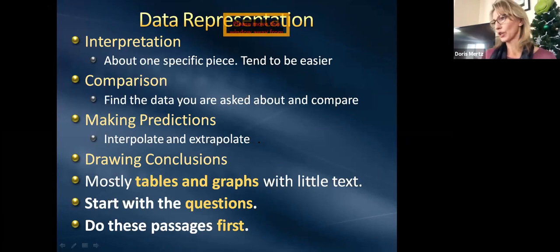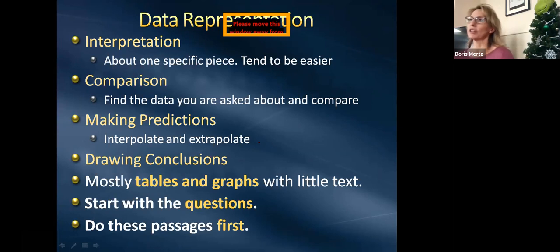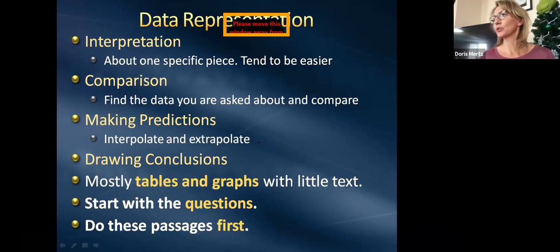And then the harder ones, and they're still not that hard, are where you draw conclusions and put it all together. It might be like, based on table 1 and figure 1 and the experiment, which is the best fertilizer to use if you want to grow tomatoes or something like that. So it's just where you put it all together. You know these because it's mostly tables and graphs.